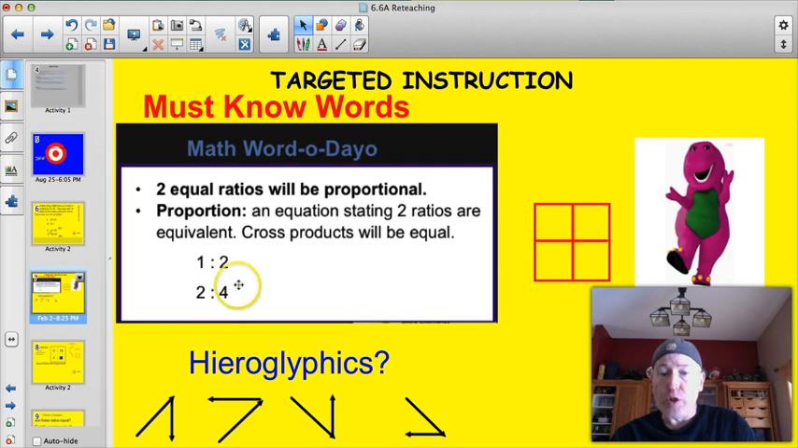These are proportional. And if I multiply the cross products, 1 times 4, I've got 4. 2 times 2, I've got 4. And that's the quick way that I can check that.